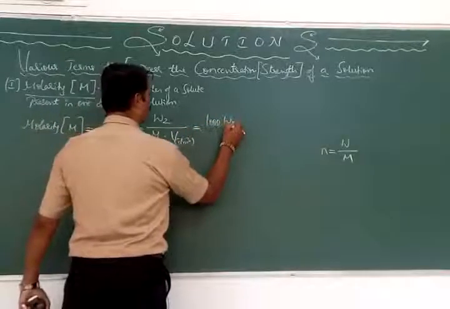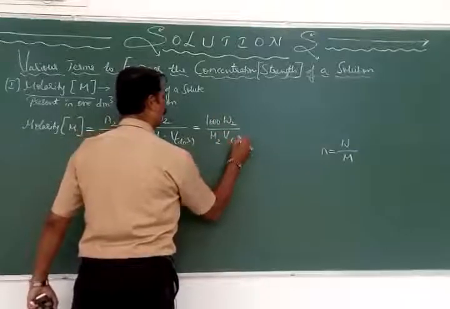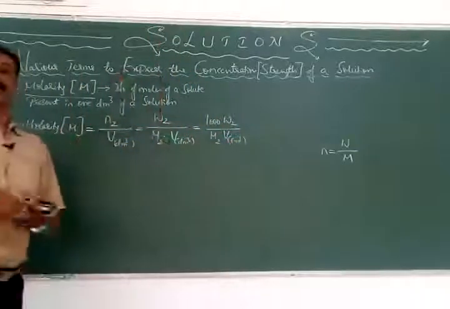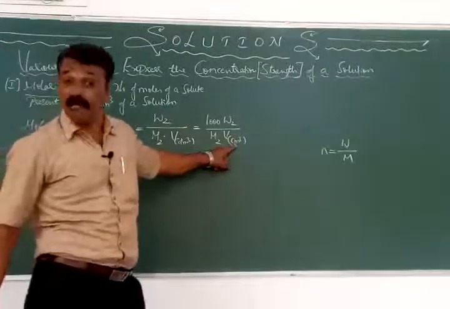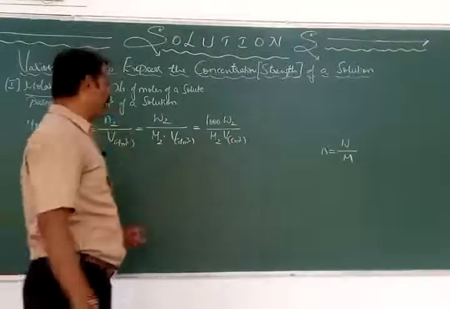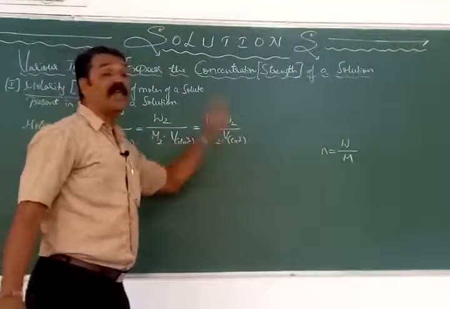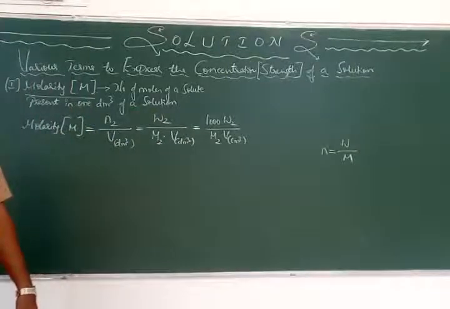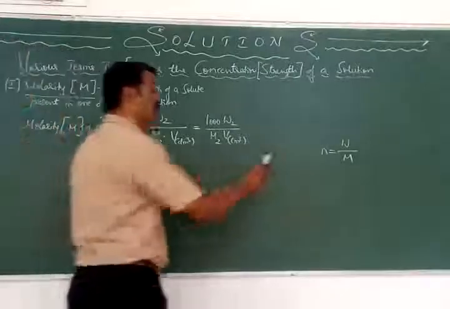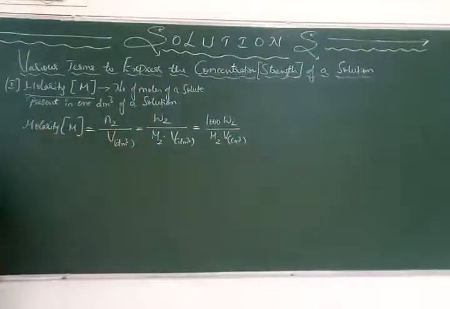Or if it is expressed in cm cube, then we have a formula of this type. So instead of decimeter cube, if the volume is expressed in cm cube or ml, then the final formula becomes 1000 W2 divided by M2 into V expressed in cm cube, or sometimes ml. Means these are the 3 different mathematical forms related to the molarity of the solution.